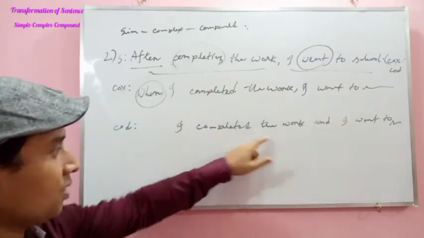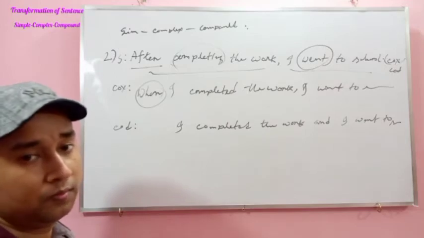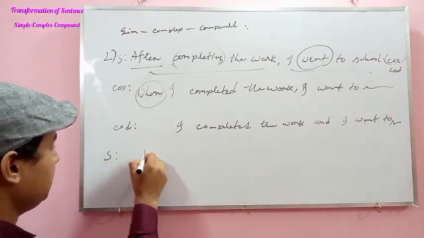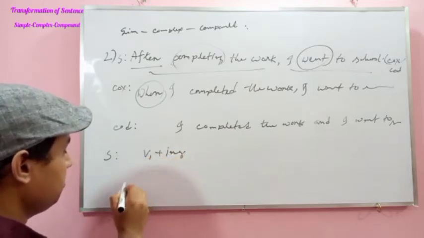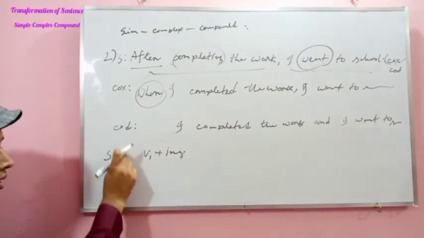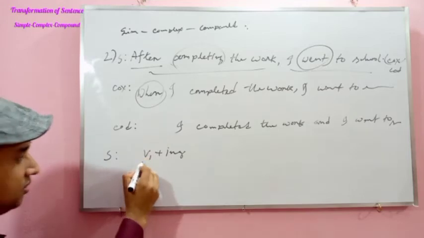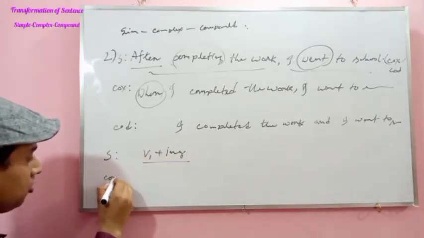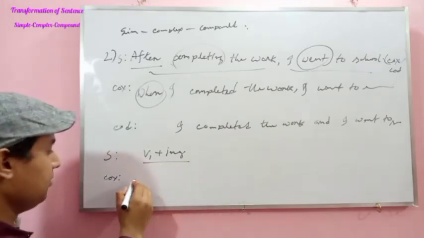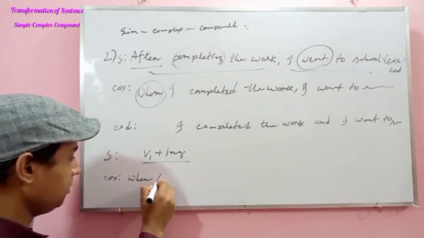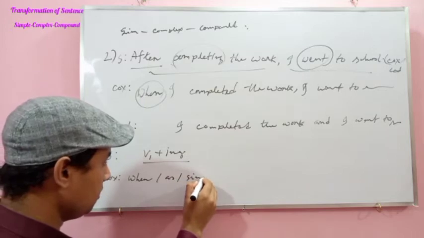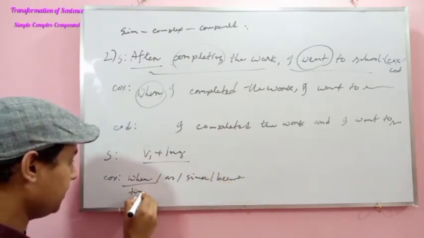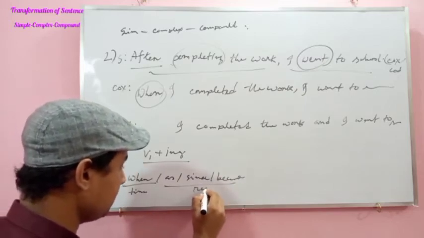So I completed the work and I went to school. Okay, the technique is simple. When you find v1 plus ing, there is a time indicating word etc, but the base form is v1 plus ing. Then in complex, you will give when, as, since or because. This is for time indicating and this is for reason indicating.